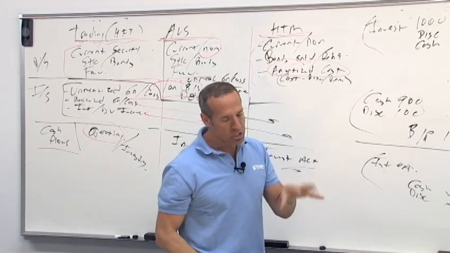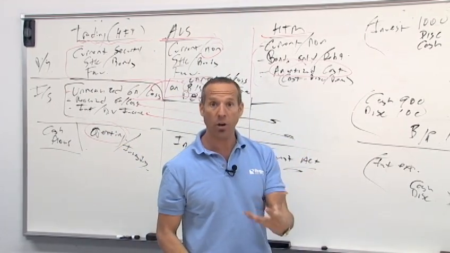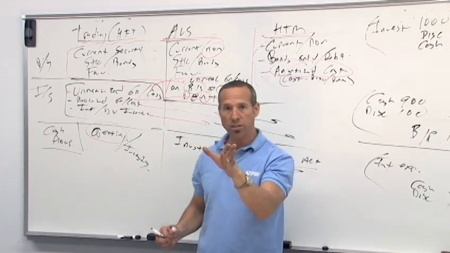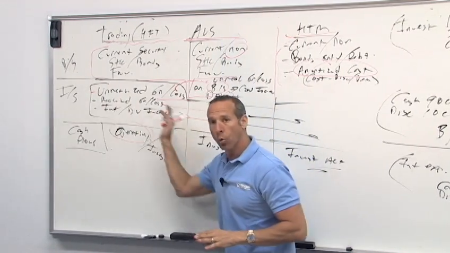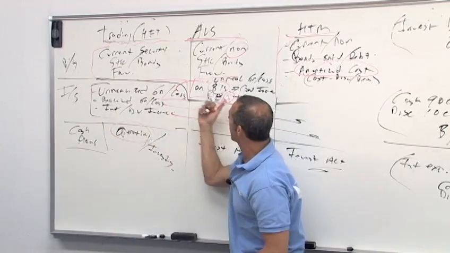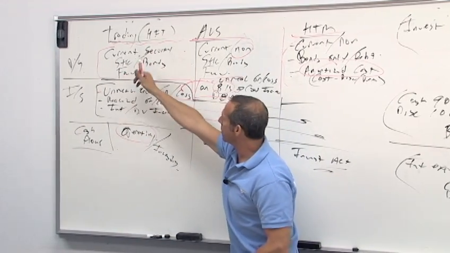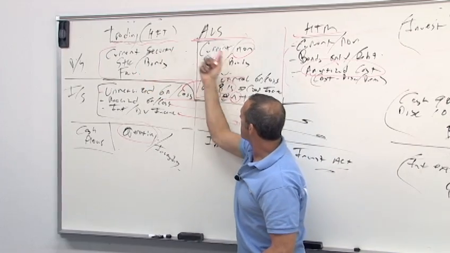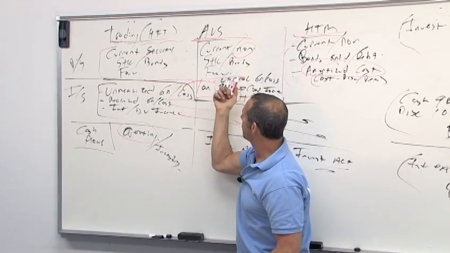So we need to understand this chart because it is very important as far as conceptually. Here's the big thing I want you to see. What I want you to realize is trading versus available for sale. Trading, stocks or bonds, current, fair market value. Here, it could be current or non-current, stocks or bonds, fair market value.